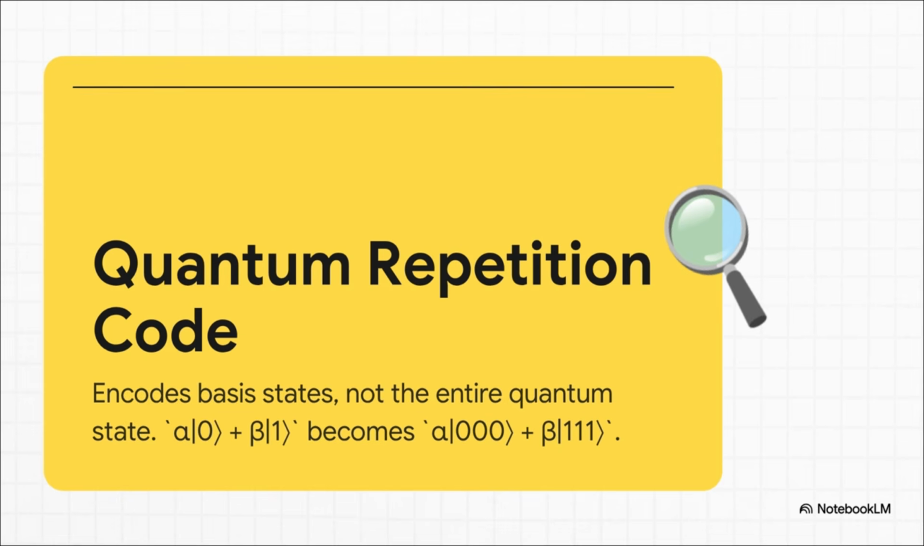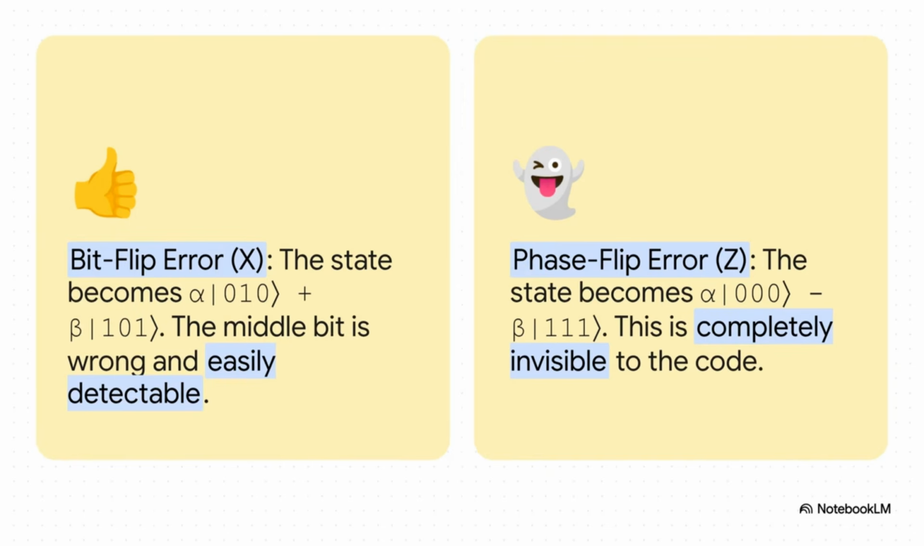See, this code is great at catching what we call bit flips. That's when a 0 becomes a 1. It's just like the errors in our classical computers, but the quantum world has this other ghost-like error called a phase flip. Look at the right side. It doesn't change any of the zeros or ones. All it does is flip the mathematical sign between the 2 parts of the superposition. To our repetition code, that looks like a perfectly fine, error-free state. That error is completely, totally invisible, and this feels like we're back at square one.